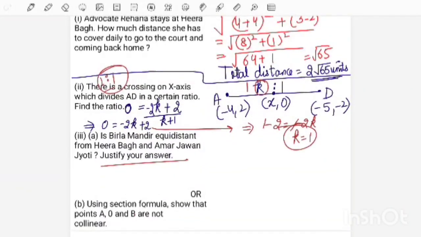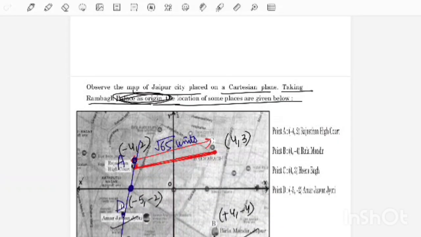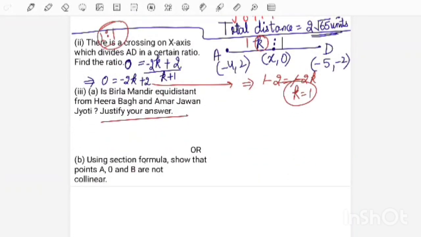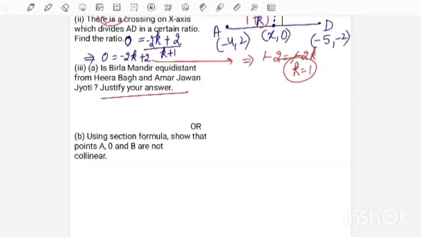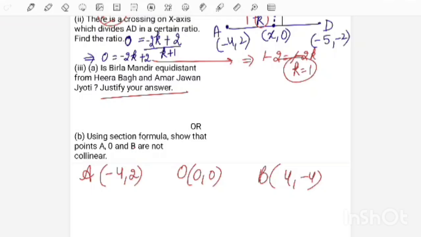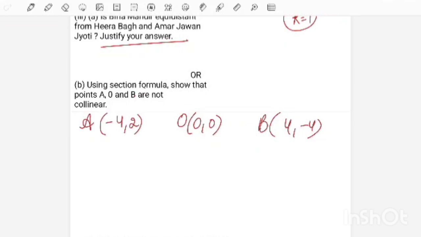Using section formula, show that points A, O and B are not collinear. Let's solve for the OR part. We know that A point is minus 4 comma 2. O, that is origin, 0 comma 0. B point is 4 comma minus 4. And using the section formula we have to check, right?